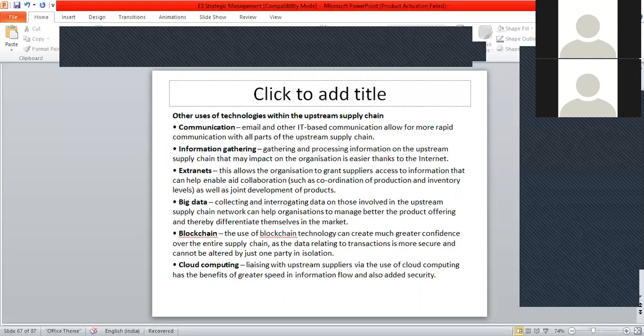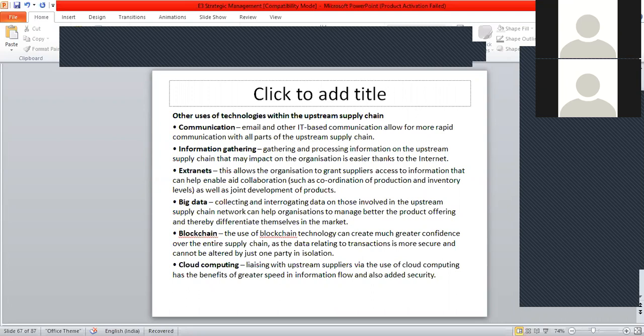By way of analyzing big data also, they can be connected with the supplier and then understand the needs of the external stakeholders. Collecting and interrogating data on those involved in the upstream supply chain network can help organizations to manage better the product offering and thereby differentiate themselves in the market.